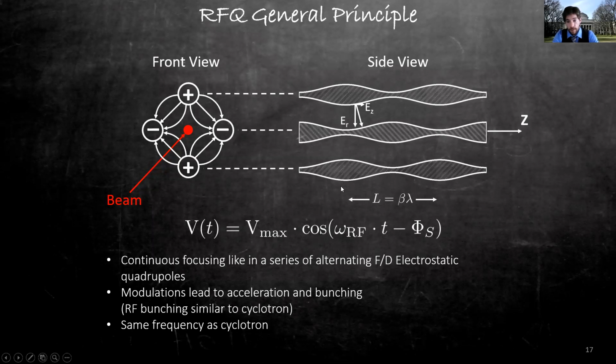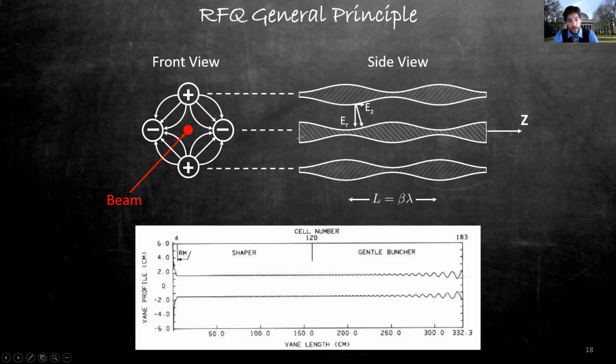The RFQ is typically built up in cells, and each cell has a length of beta lambda, where beta is the velocity of the beam and lambda is the wavelength of the RF. So you get continuous focusing, you get acceleration and bunching, and this has to happen at the same frequency as the cyclotron later. Typically RFQs have a radial matching section at the beginning, then a long shaping section, and then a gentle bunching section. And after that, you can accelerate.